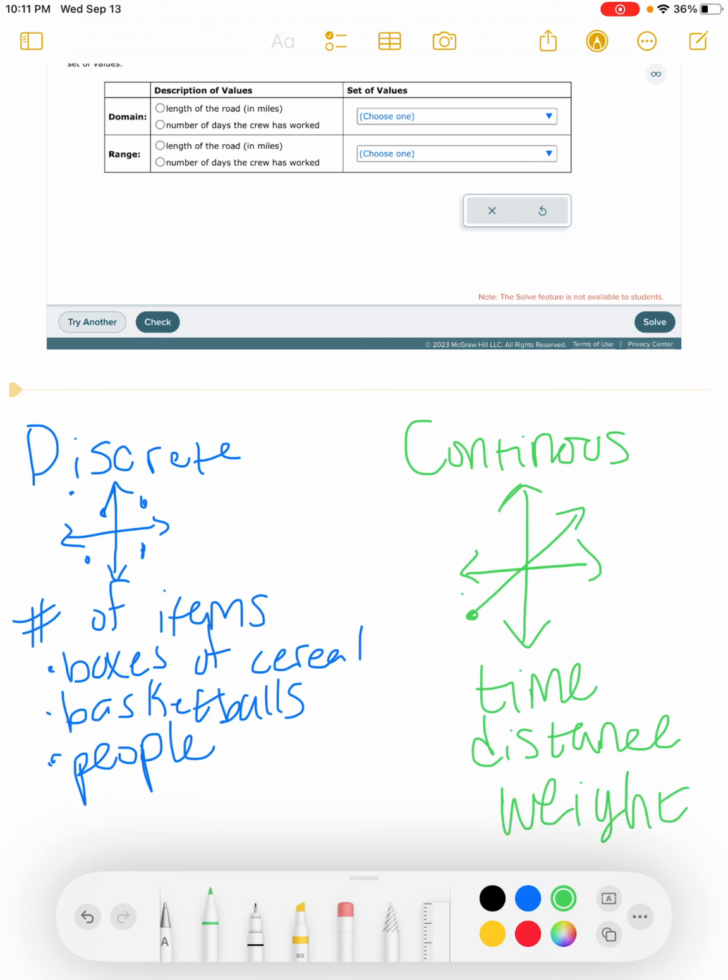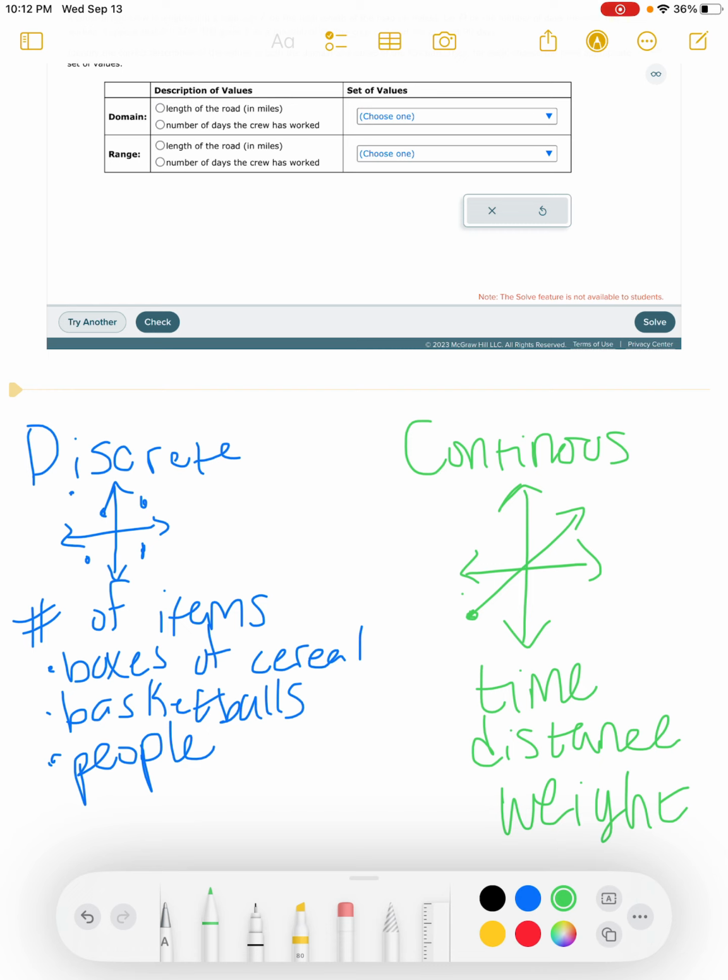So how do these things differ from each other, right? What makes one discrete and what makes one continuous? Well, we can tell the difference in the graphs, right? A discrete graph just has a couple points on it, and that's it. But a continuous graph is a line. So there's a lot of numbers on that line, right? Because I have decimals, I have fractions, and all of the numbers in between those two points.